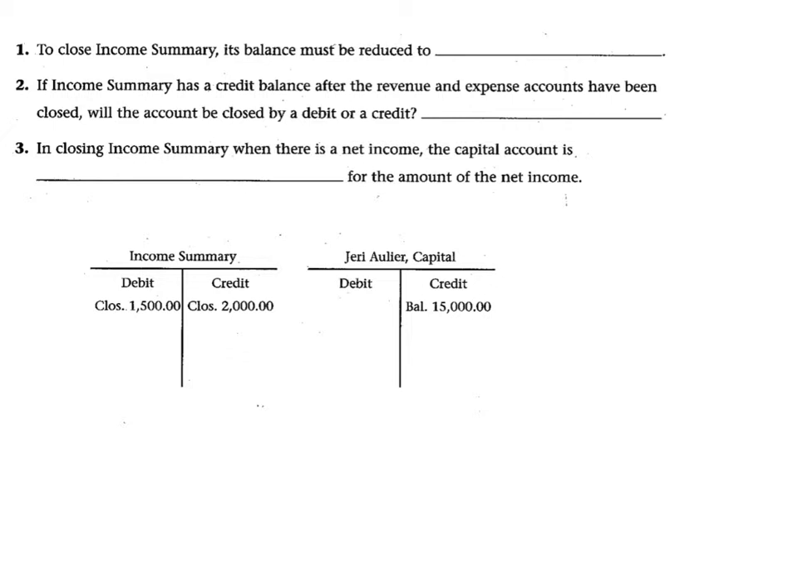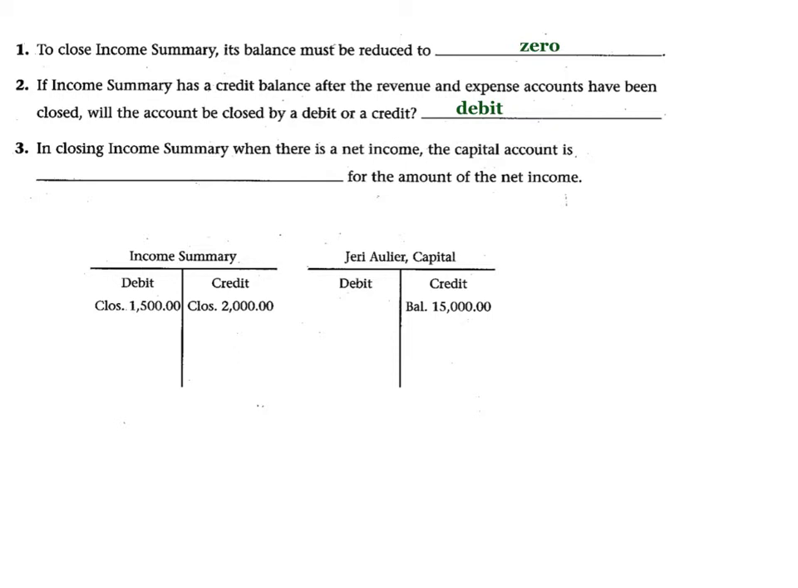So to close the income summary, again, what do we need to do? We need to reduce it to 0. If the income summary has a credit balance, which in this case it does, meaning the revenue is greater than the expenses, will the account be closed by a debit or a credit? And again, if it has a credit balance, we close it with a debit. If it had a debit balance, meaning a net loss, we would close it with a credit.